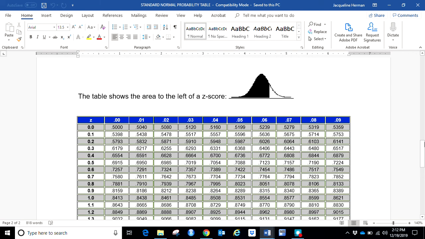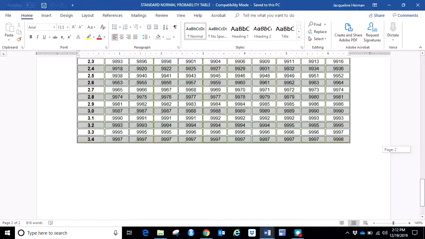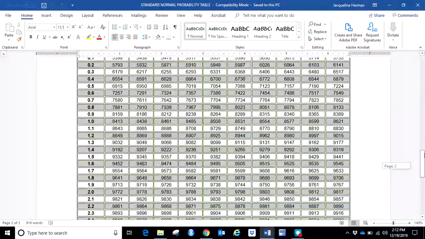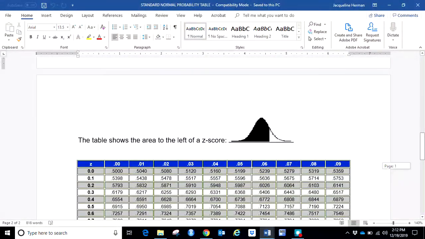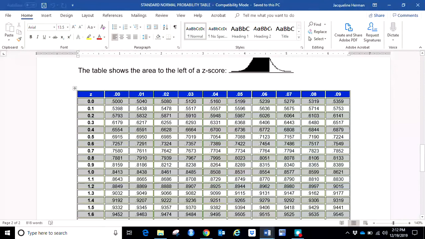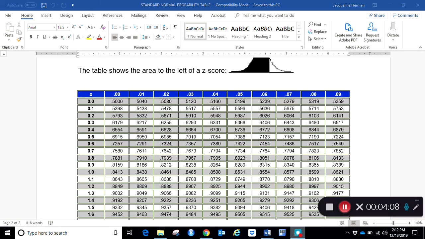So that's just a very quick understanding of how to read this table. For many students, it becomes easier as we actually start doing some problems. But again, the row is going to tell you your z as well as your column, whereas the number on the inside represents a probability. In the next video, we'll start using the table to find some probabilities.